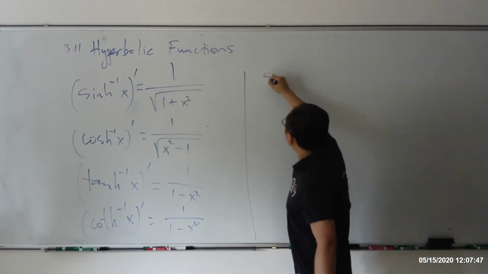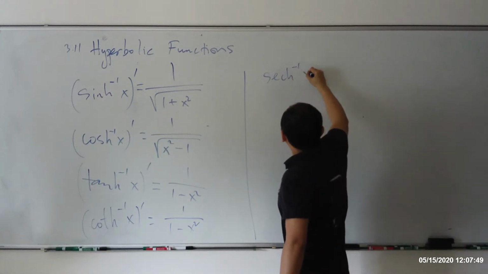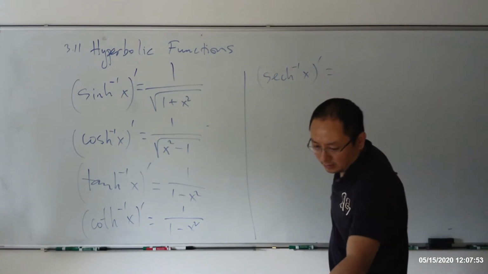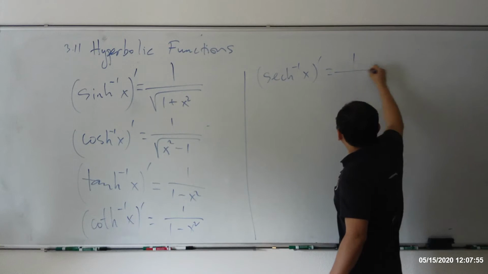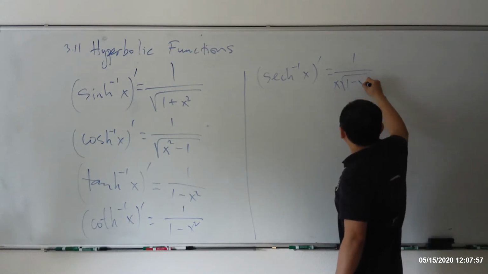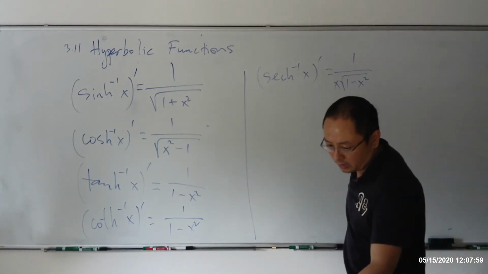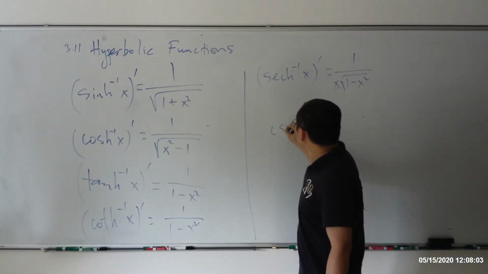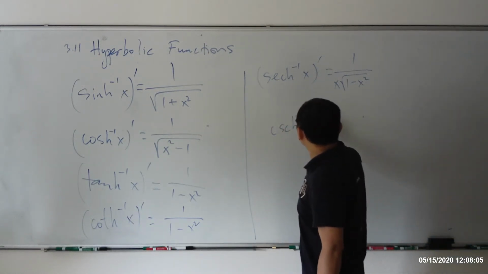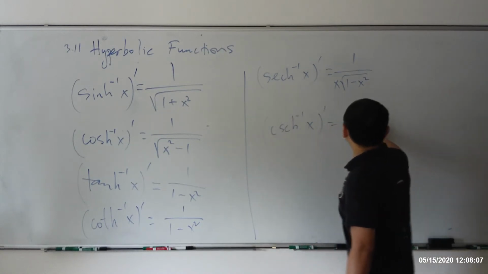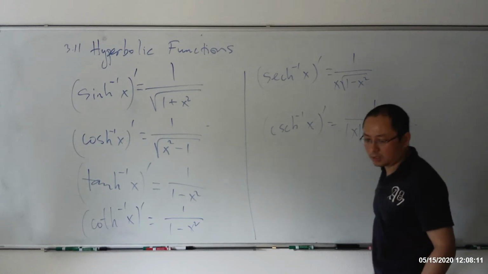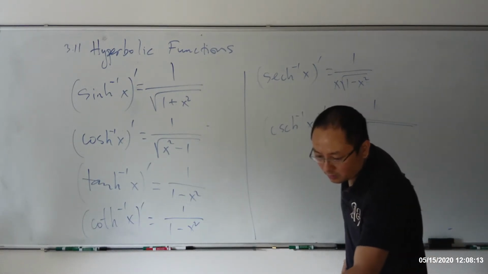The inverse hyperbolic secant of x, the derivative is 1 over x times the square root of 1 minus x squared. Let me double check, make sure I got it right. Yes. And then the inverse hyperbolic cosecant of x, the derivative is 1 over the absolute value of x times the square root of 1 minus x squared. Oh, x squared plus 1.